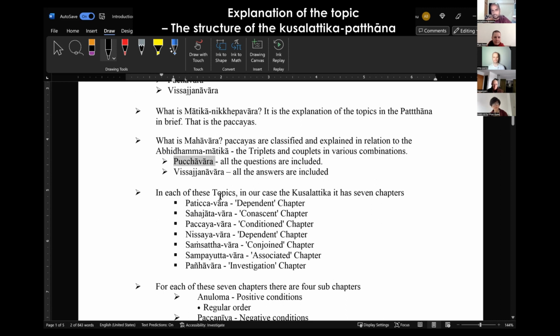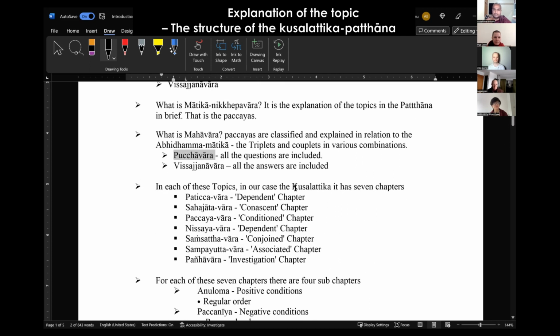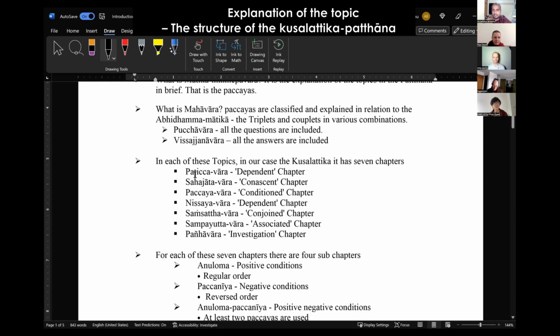Regarding the topic that we are discussing, the application of the Paccanīyuddhāra chapter in the Paccanīya chapter, the area which we are concerned with is the kusalattika, right? The kusalattika-patthāna, which is the first patthāna in the tikka-patthānas. It has 7 chapters: paticca-vāra, sahajāta-vāra, paccaya-vāra, nissaya-vāra, saṃsaṭṭha-vāra, sampayutta-vāra, and pañha-vāra. I have used the translation from the Mula Patthana Sayadaw. So Paticca-vāra is called the dependent chapter, and so on.